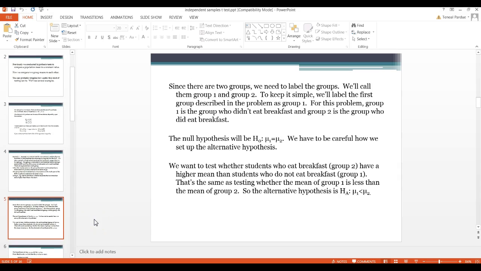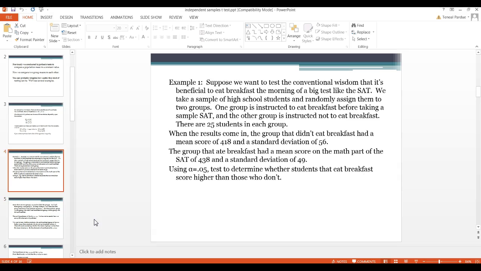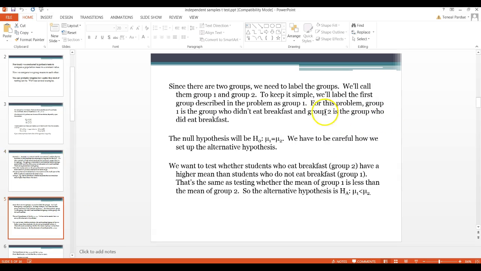So we need to label the groups. And on all these problems, I want you to tell me what's group 1 and group 2. So just to keep it simple, whatever is described first in the problem, we'll call that group 1. So in this problem, we said that the group that didn't eat breakfast came first, so we'll just call that group 1. All right, so the null hypothesis, as always in this section, is going to be mu1 equals mu2.